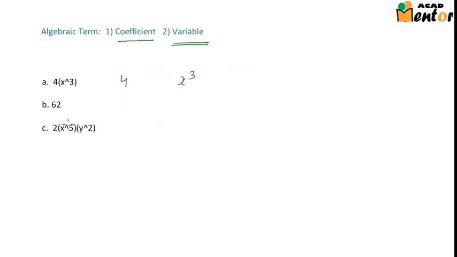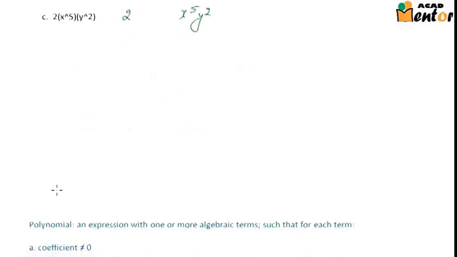The second term is the number 62. The coefficient part would be 62 and there is no variable part for this term, but it is still an algebraic term. The third term is 2x raised to the power 5 y raised to the power 2. So the coefficient would be 2 and the variable part would be x raised to the power 5 y raised to the power 2, and this whole is the variable part for this term. Let's move on to polynomials.